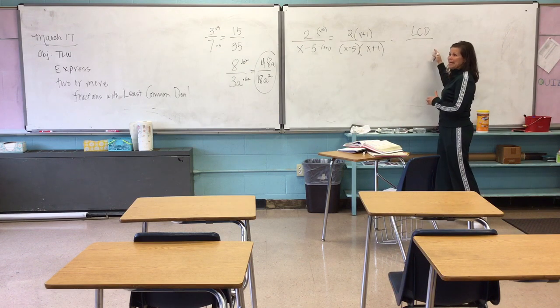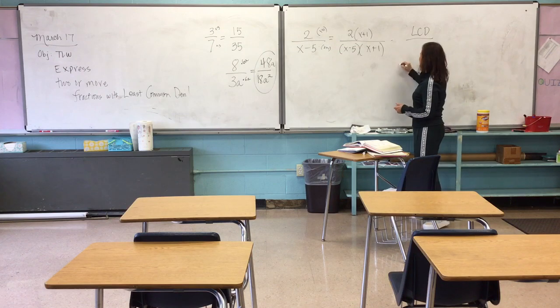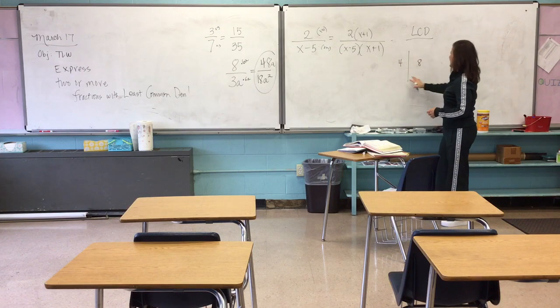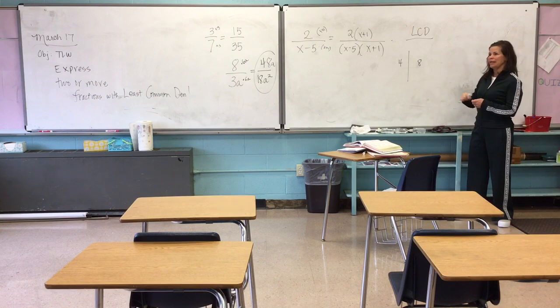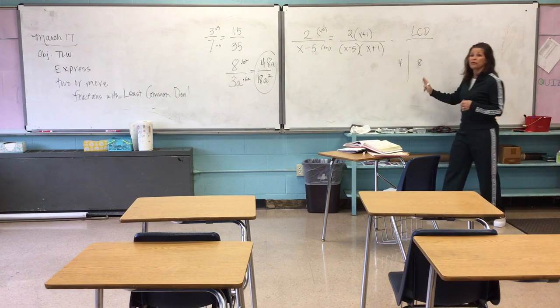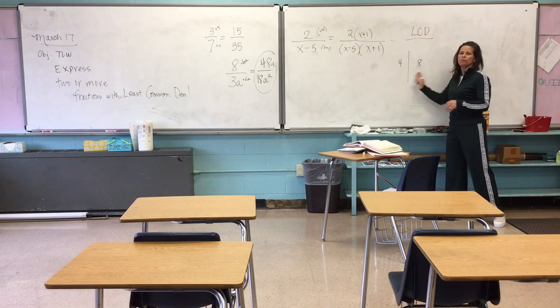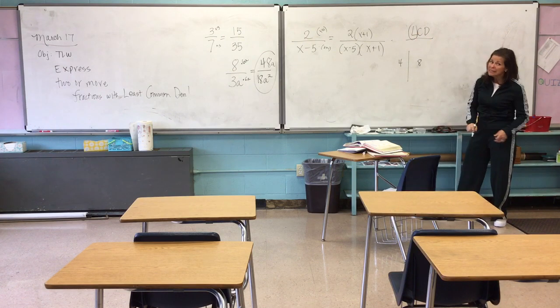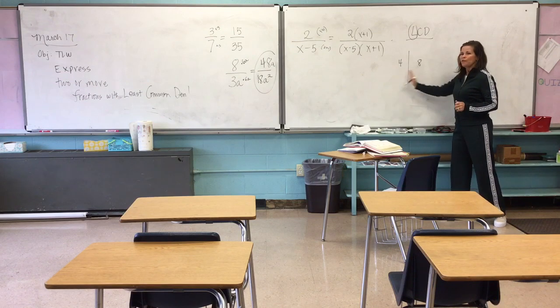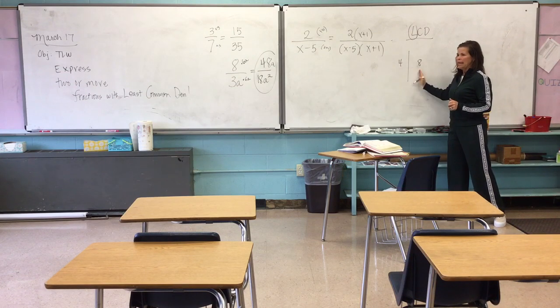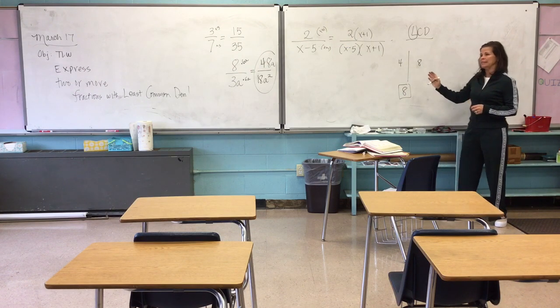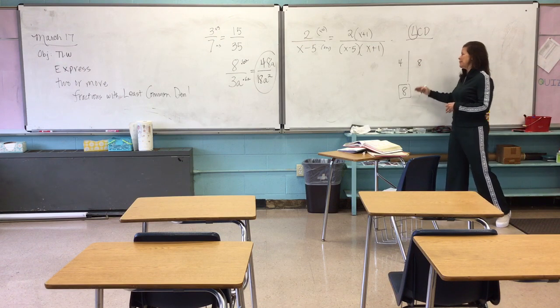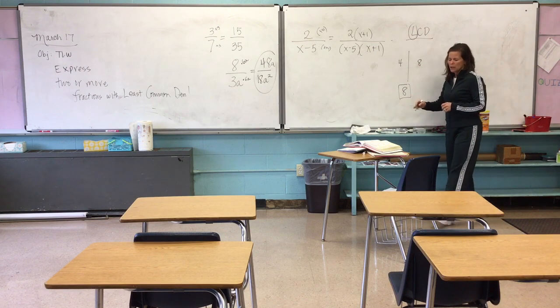LCD, least common denominator. You guys know how to do this. If I give you 4 and 8, and I ask you to find the least common denominator, a lot of you would just say 32, because you've learned that I can just multiply them together. That is a common denominator, but it's not the least common denominator. So to find the least common denominator for 4 and 8, hopefully you're thinking it would be 8. 12 is a common denominator, 24 is a common denominator, but the least common denominator is 8. 8, no, I knew that.